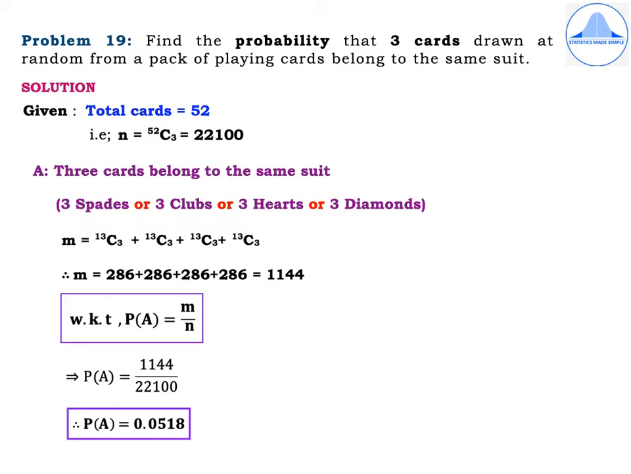Then write the formula. We know that P of A is equal to m divided by n, which implies P of A is equal to 1144 divided by 22,100. Therefore, P of A is equal to 0.0518.